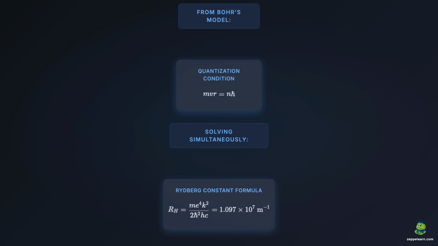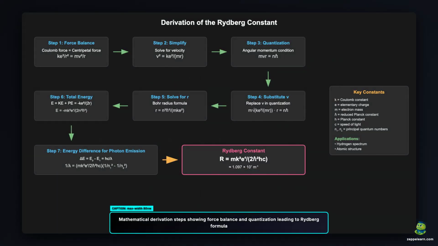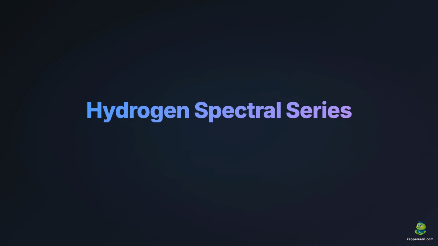The Rydberg constant equals m times e to the fourth power times k squared, all divided by 2 times h-bar squared times h times c. This diagram shows the step-by-step mathematical derivation, starting from force balance and quantization conditions, leading to the final expression for the Rydberg constant. The hydrogen spectrum is organized into distinct series, each corresponding to transitions ending at a specific energy level.